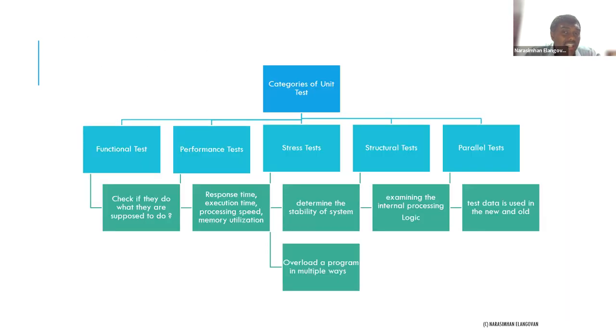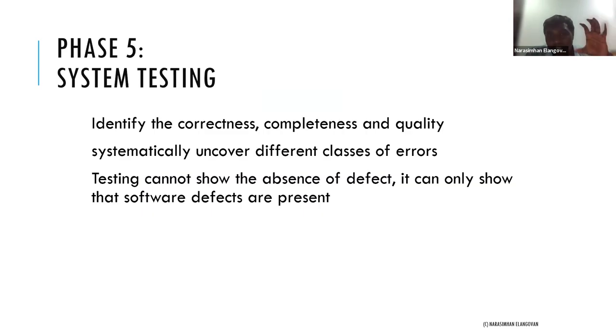Then comes phase 5, system testing. Very, very popular area of questions comes from system testing. The system testing, the purpose is very simple. It is not to say that the system is without defects. It is only to say that, hey, there are some defects present. So that's basically system testing, right?